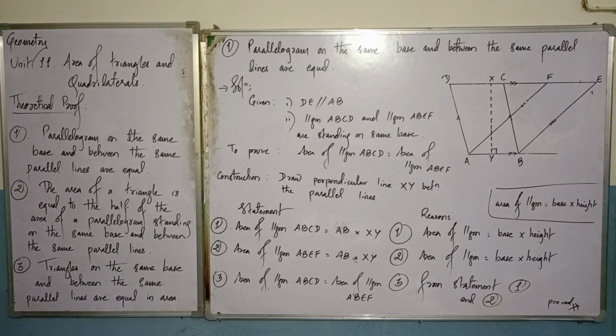Okay, so if you have finished this, then okay. If you haven't, just take a screenshot. And without further delay, I would like to move into the number 2 theorem. The area of a triangle is equal to half of the area of a parallelogram standing on the same base and between the same parallel lines. For that reason also, I'll be using the same methods. So let's move on to the number 2.